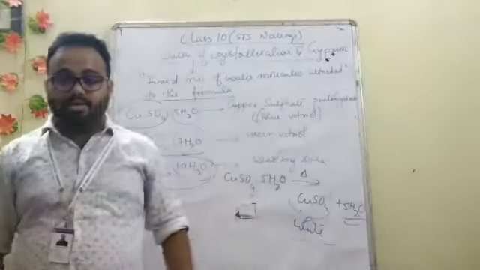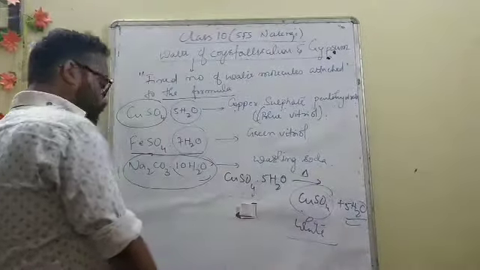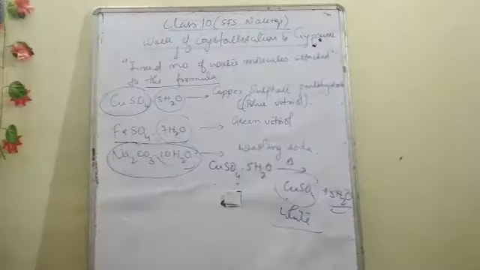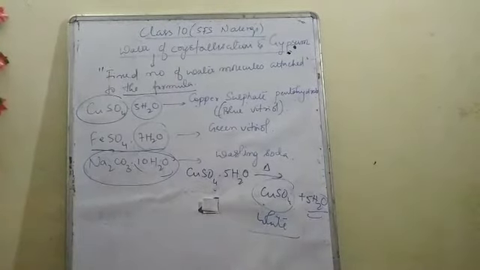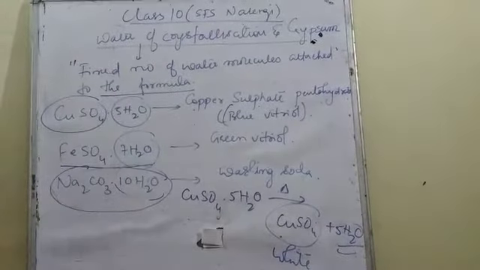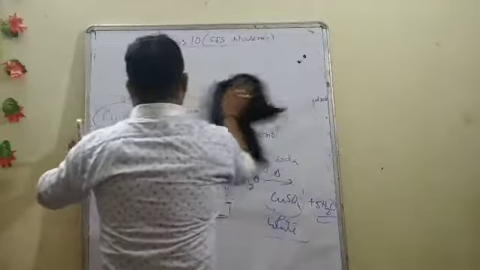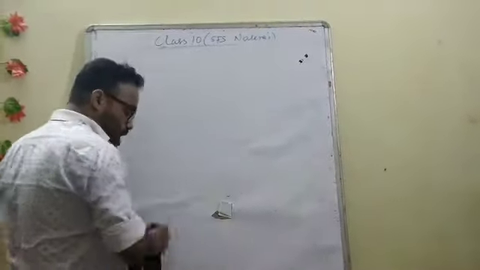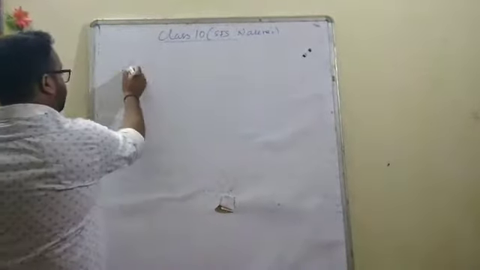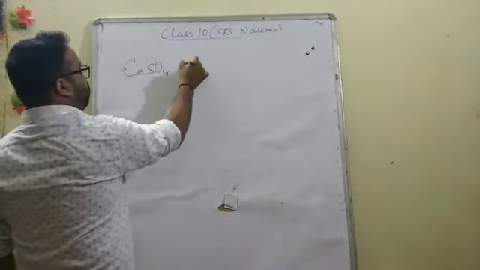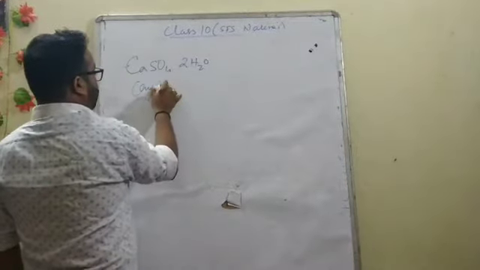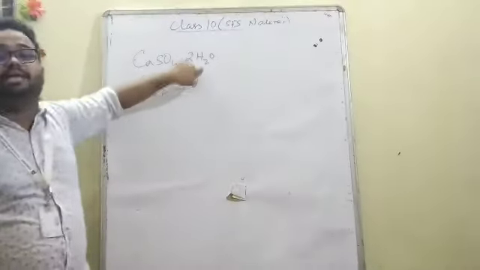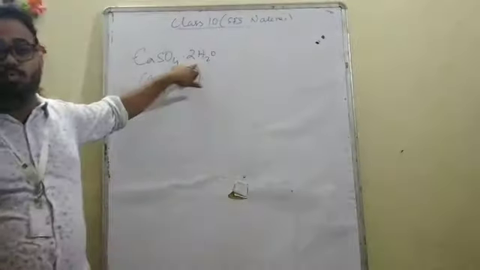Notes you will get. Now the next topic is related to gypsum. What is gypsum? Students, gypsum is also a compound with water of crystallization. Gypsum is CaSO4.2H2O. That is calcium sulfate dihydrate. Dihydrate, because there are 2 molecules of water.